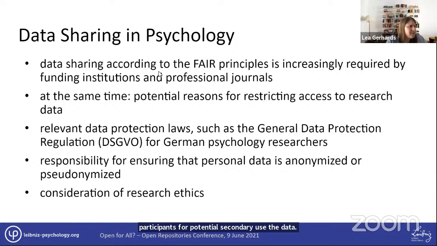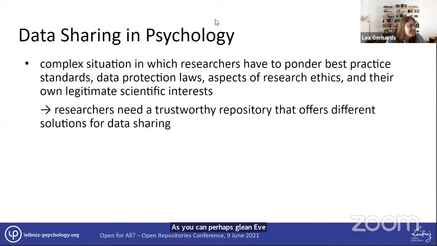So this is just to give a very broad overview of potential issues that might complicate the data sharing process in psychology. And as you can perhaps glean, even from this very short introduction, this is a very complex situation in which researchers have to ponder different things like best practice standards, data protection laws, aspects of research ethics, and also their own legitimate scientific interests when they decide if, how, and when they want to share their research data.